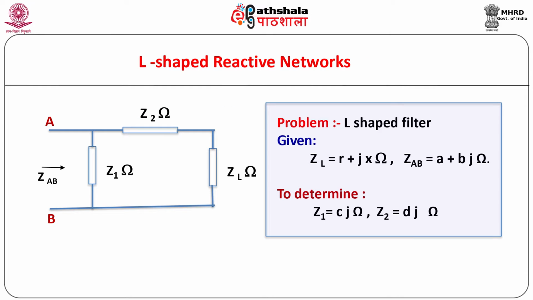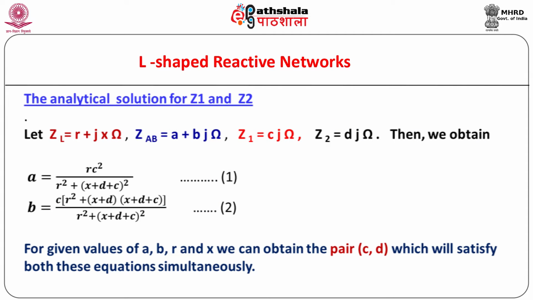L-type reactive networks play an important role in transferring a given load impedance ZL into effective impedance ZAB across the terminals AB of the network. Here, with proper choice of Z1 and Z2, we can obtain desired ZAB equal to A plus Bj. How to obtain Z1 and Z2? Is it possible to determine Z1 and Z2 analytically? The answer is yes. However, the analytical method is little cumbersome.